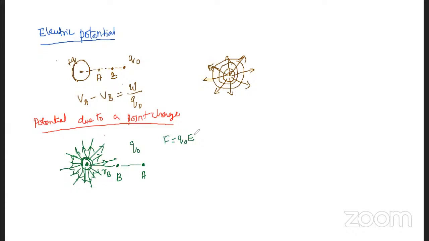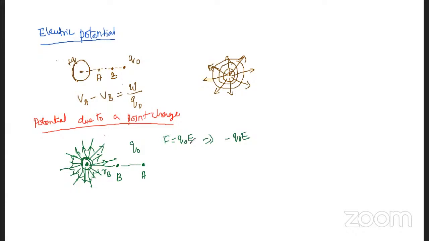And moreover, as we move the test charge q naught towards B, we have to apply a force which is against the field. So the force which we are applying is against the electric field, so it will be equal to minus q naught E.